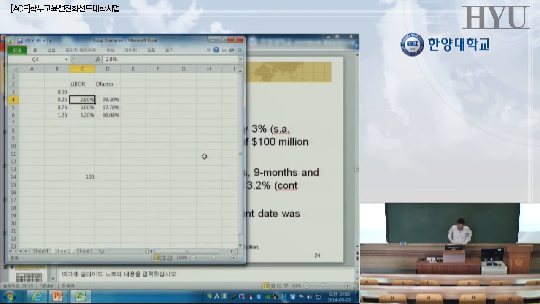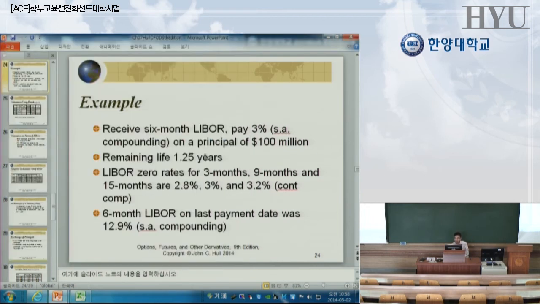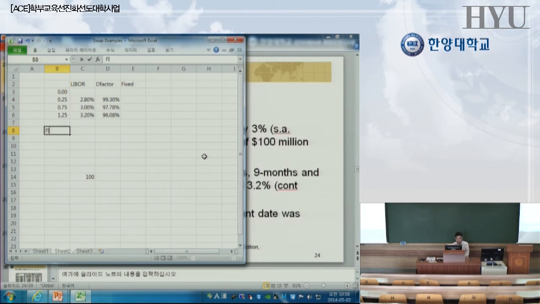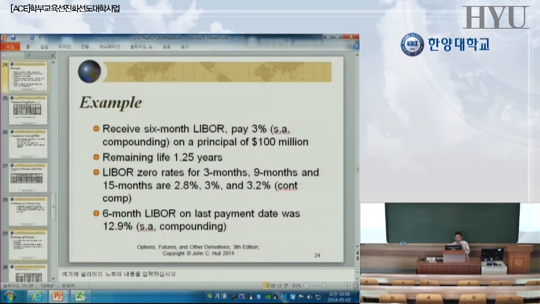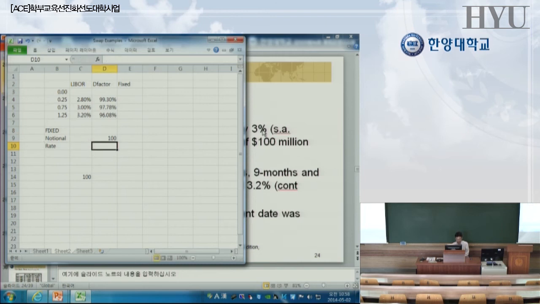So this is the discounting factor. And then the fixed rate bond. Okay, fixed. So reflection. In the fixed, the notional amount is 100, right? 100 billion. Okay, notional is 100 billion, and then to pay 3%. So they receive every 6 months.